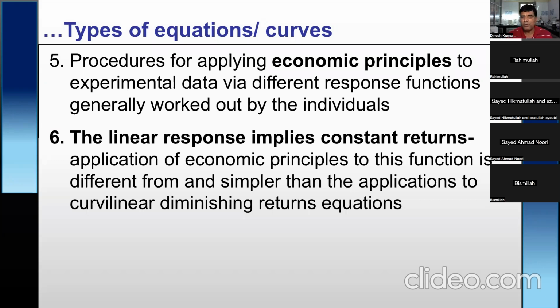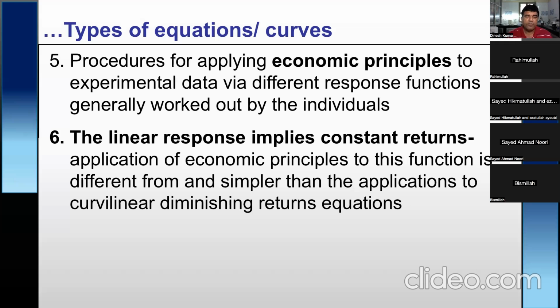The linear response implies constant return. In a linear response, it is a straight line, so you get constant return. That means with the addition of each unit, you get the same: you add 1 unit, you get the same output; second unit, same output. So output with the addition of each unit remains constant. So the application of economic principles to this function is different from and simpler than the applications to the curvilinear diminishing return equations.